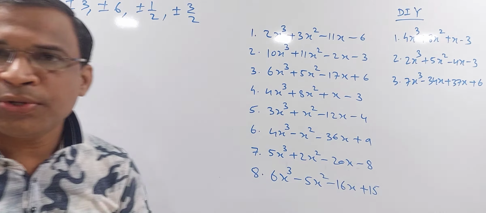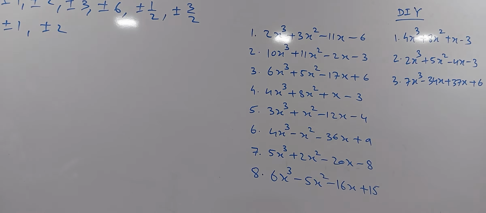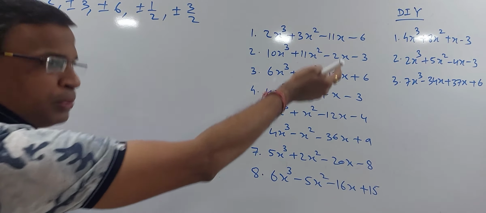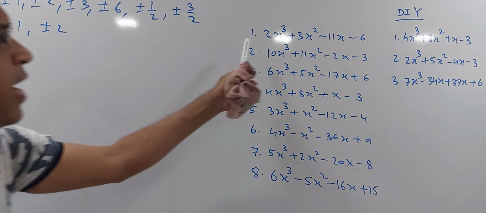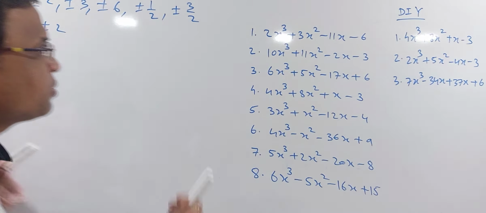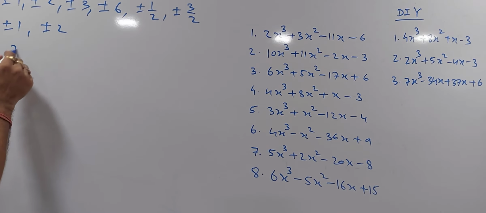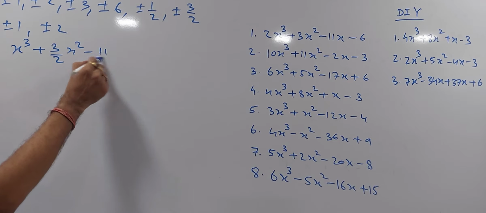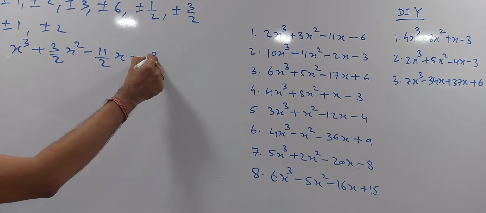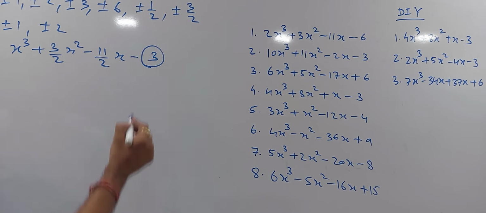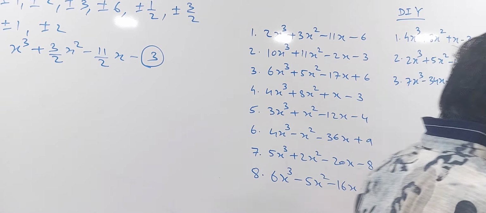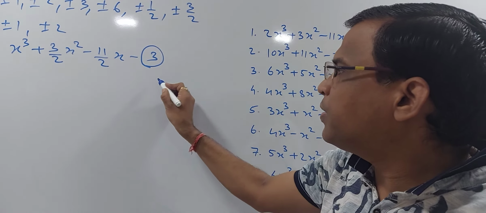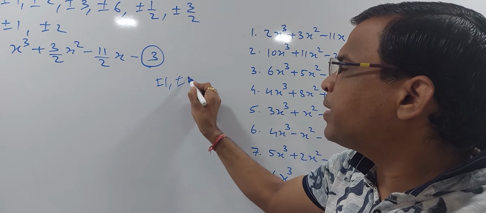Now there are 2 approaches you can use here. One, which is a little easier, is to convert this leading coefficient 2 into 1. For that I need to divide the complete equation by 2. If I divide by 2, it gives me x cube plus 3 by 2 x square minus 11 by 2 x minus 6 by 2, which is 3. Now we used to focus on 3, so let us focus on 3. Factors of 3 are plus minus 1 and plus minus 3.